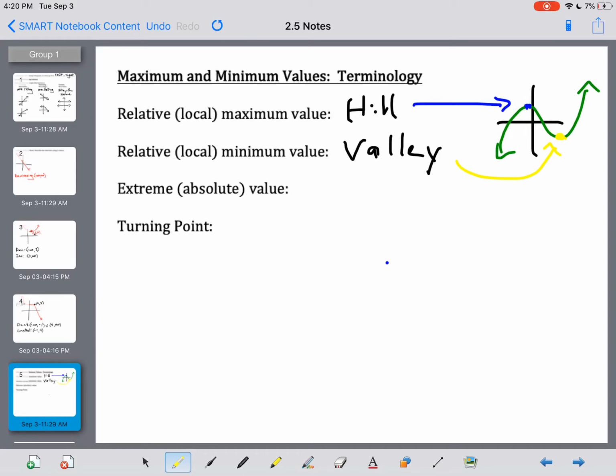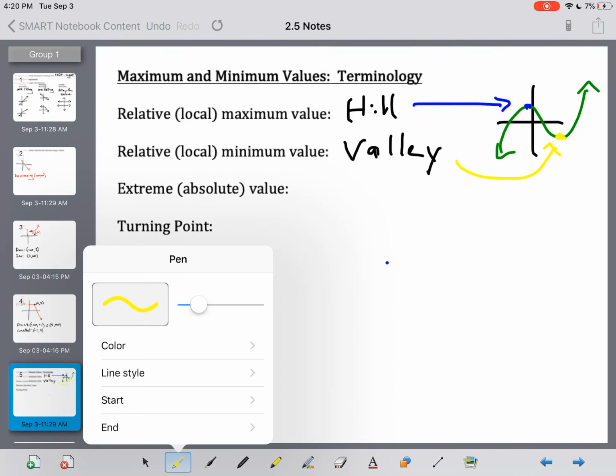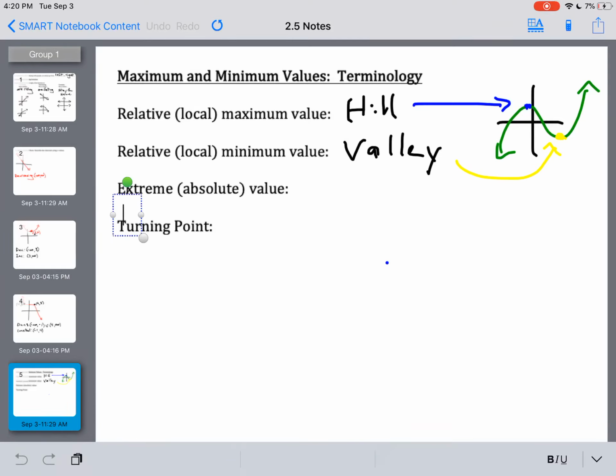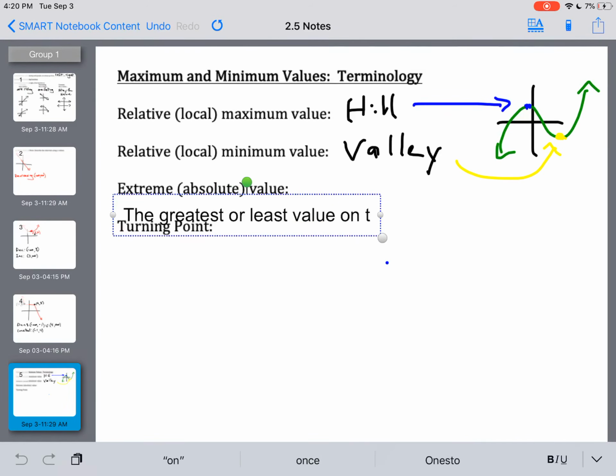The next one then, an extreme or absolute value, would have to be the greatest value or the smallest value on the entire graph. Okay. So, how do I type that in here? The greatest or the least value on the entire graph.